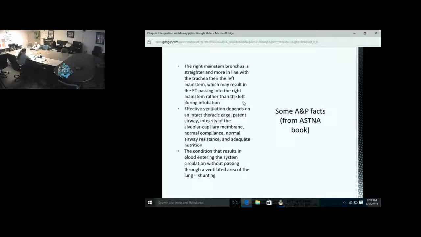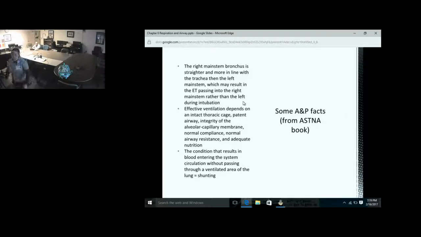And you ever hear about shunting? Shunting's when blood goes back into circulation without being oxygenated. And shunting is the only cause of hypoxemia that cannot be fixed with 100% oxygen, because the air is going into the lungs, but it's not going to functioning alveoli. So just because you're putting in 100% O2, it doesn't mean it's getting to where it needs to be. It doesn't actually come into contact with them. So that's the fun fact for that.